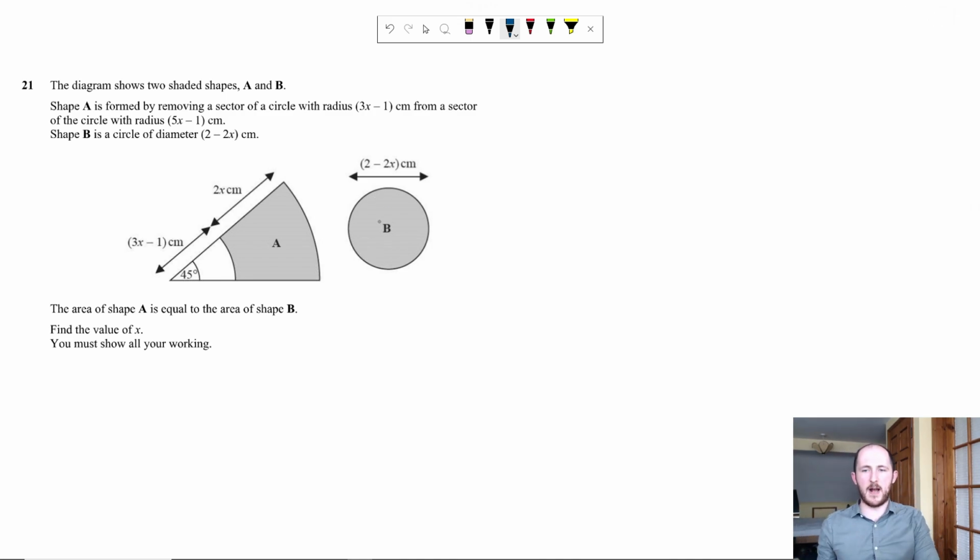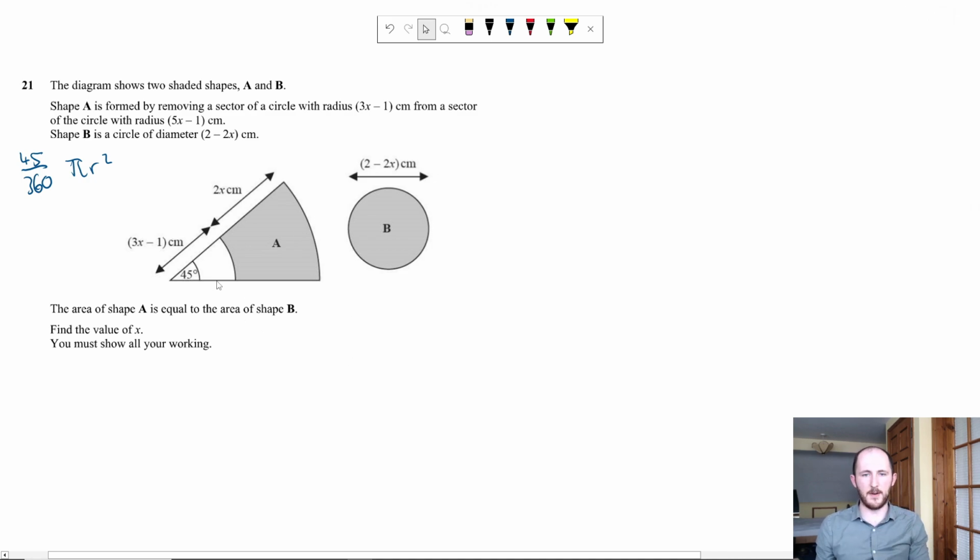So how do I work out the area of a pizza slice? Well, a pizza slice is just a fraction of a pizza, right? Of a full circle. So all I need to do is work out what fraction it is. And the way you work out what fraction it is, you take the angle subtended by it and divide it by 360. That gives you the fraction of the full circle that you have.